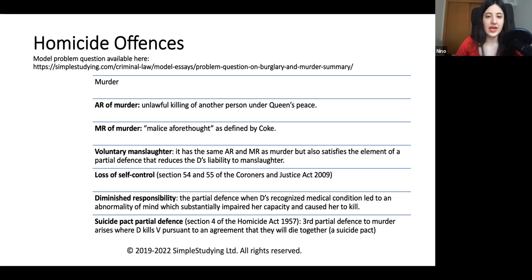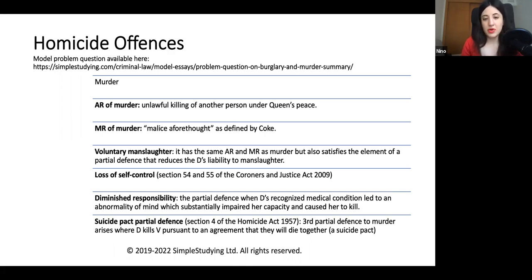Voluntary manslaughter has the same actus reus and mens rea as murder, but also satisfies the element of a partial defence. So there are partial defences for murder, which is not the case for other offences. Loss of self-control, diminished responsibility, and suicide pact are all three partial defences. You need to have a look at Sections 54 and 55 of the Coroners and Justice Act to see what kind of loss of self-control is recognised under this section.